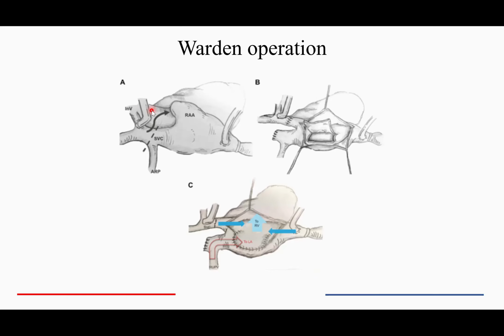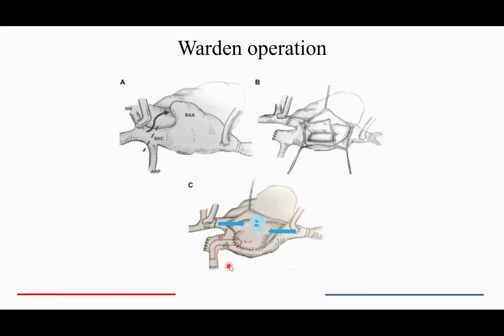So what is done in the Warden's operation is that we transport the superior vena cava to the right atrium, the right atrial appendage, and then the remaining part of the superior vena cava is baffled with a patch through the ASD to the left atrium.